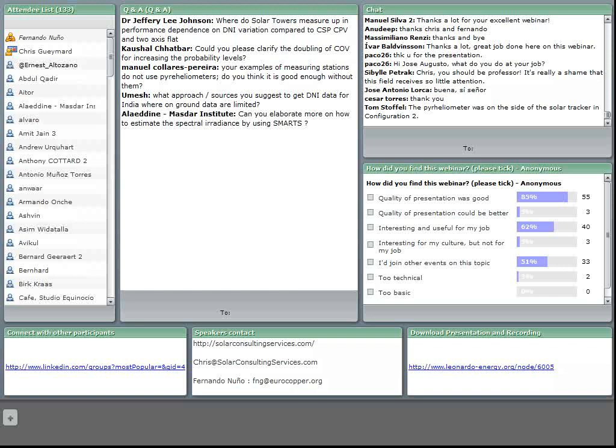So another question from Aladdin, Masdar Institute. Can you elaborate more on how to estimate the spectral irradiance by using SMARTS? Obviously, the first thing is to obtain SMARTS, and there are links from our website, and it is currently hosted by NREL, but you can go to our website to have the correct links.